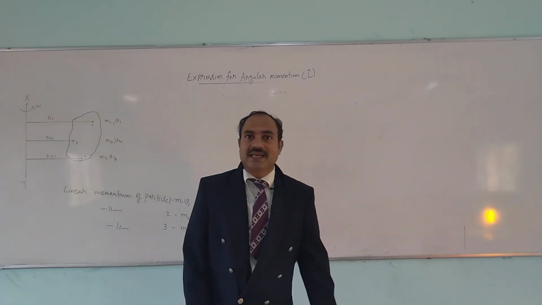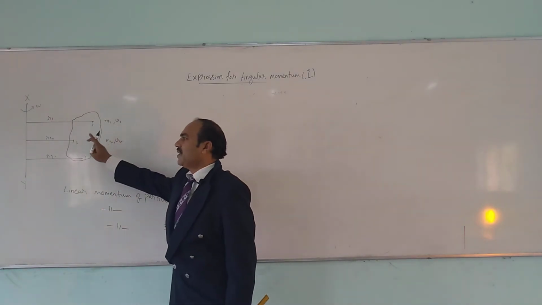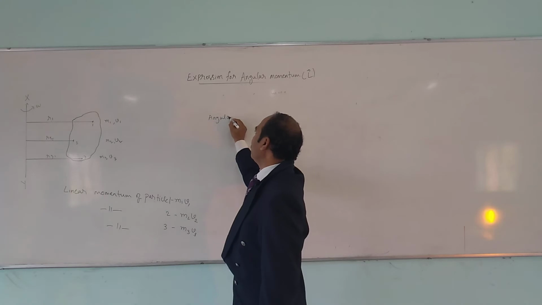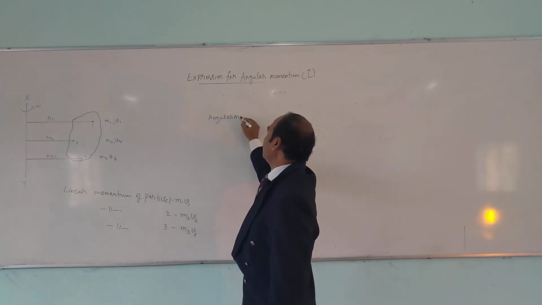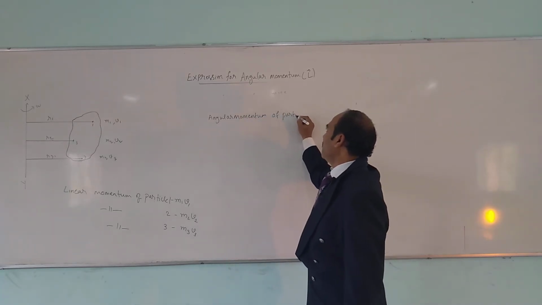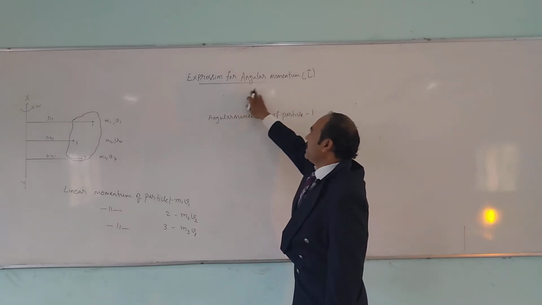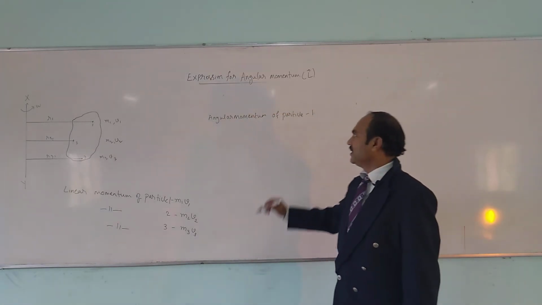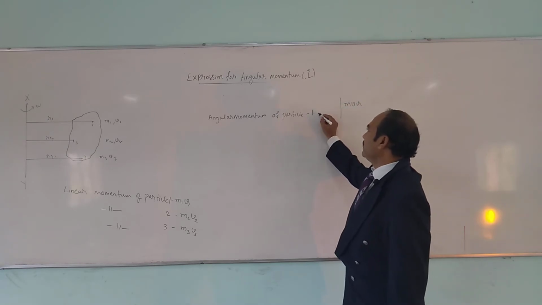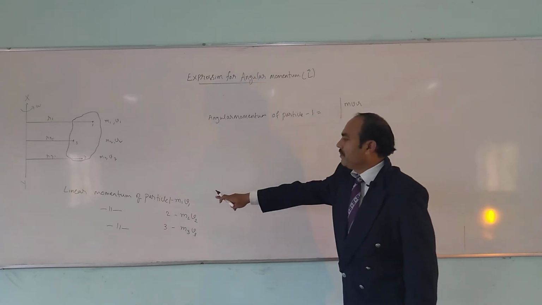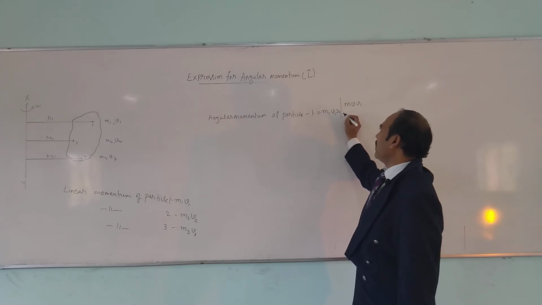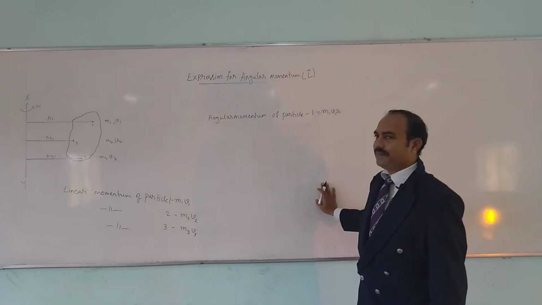Now let us determine the angular momentum of particles 1, 2, 3. So what is the angular momentum? The general expression for the angular momentum of particle 1 is given by mvr. For particle 1, it is m1 into v1 into r1, right?